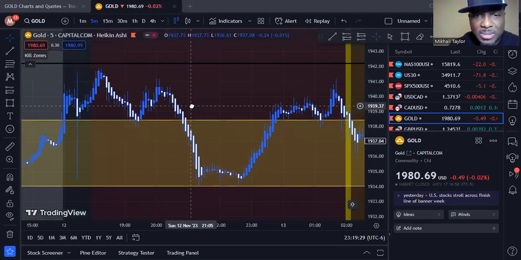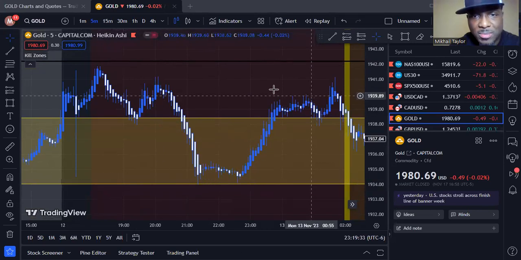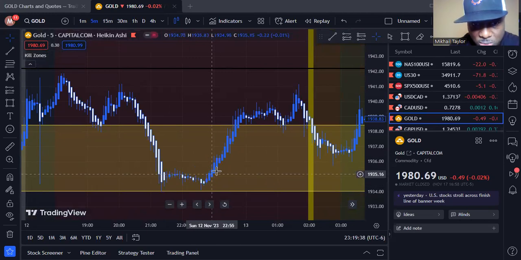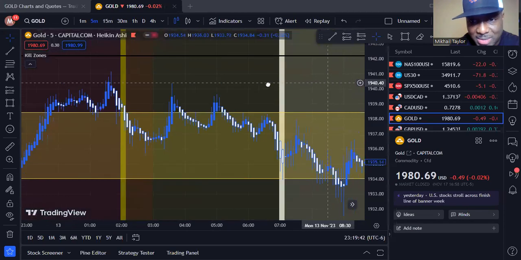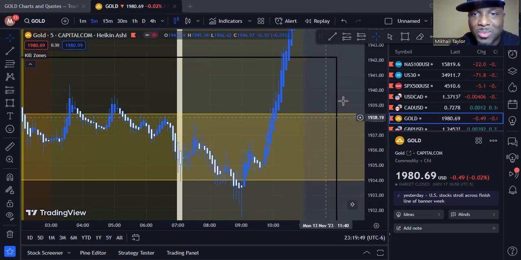Let me see what else. So it comes here, bounces off again, comes back down through the Asian session. And then you see probably another one or two opportunities here, and it goes up through the Asian session, comes back down again, bounces off again, doesn't really take off until this guy right here. And this is what I would want to refine.